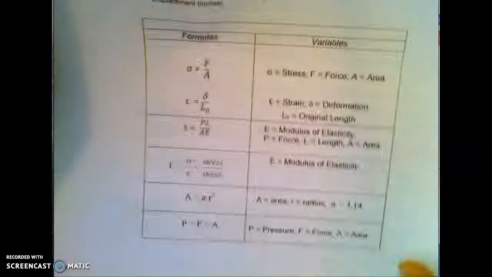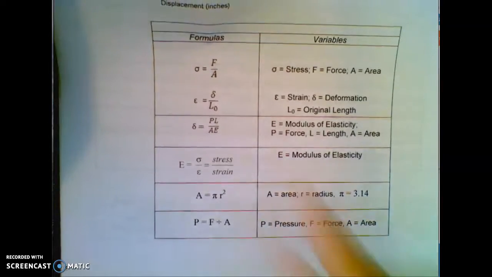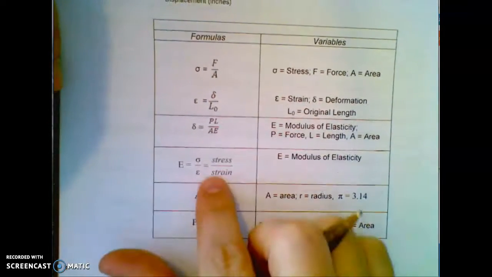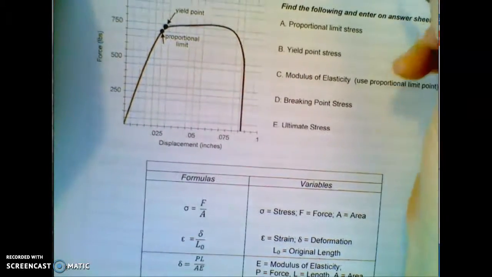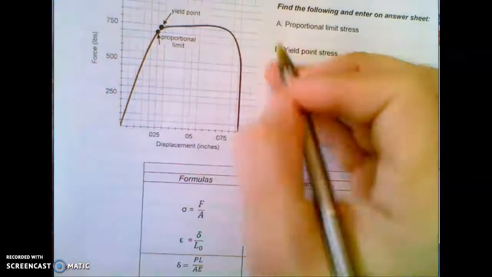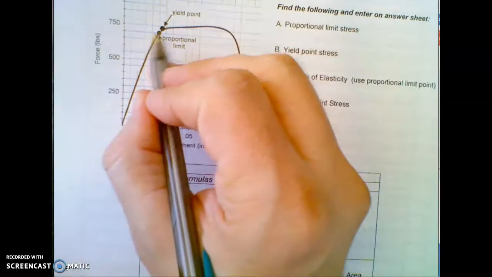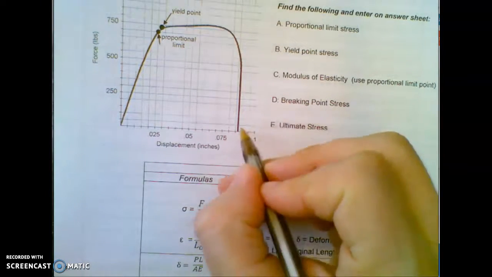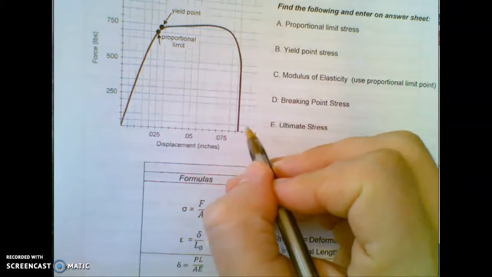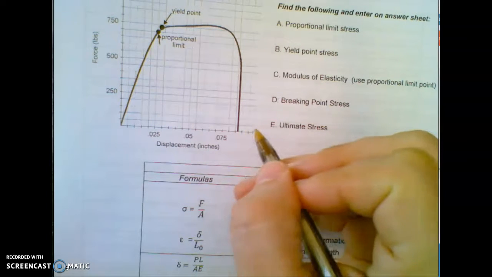Most of these are just crazy problems here. All right, so here's some formulas. Oh, I should have used that rather than the huge one. Okay, so we're going to do a similar thing here. It does show you where proportional limit is and where yield point is. It doesn't show you where break point is.